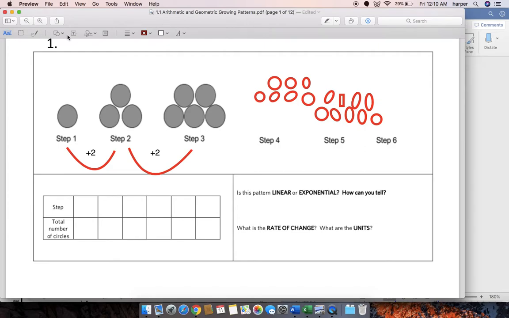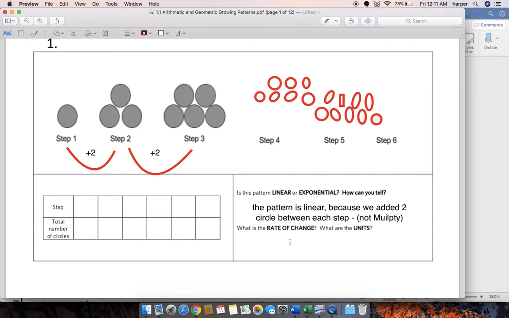So since you add something, the pattern is linear. How can I tell? Because we added 2 circles between each step. And I'm putting brackets, not multiplied, because remember, if it's multiplying, multiply. That's not how you spell it, but you guys will know how to spell it. Okay, so let's make this nice and pretty.